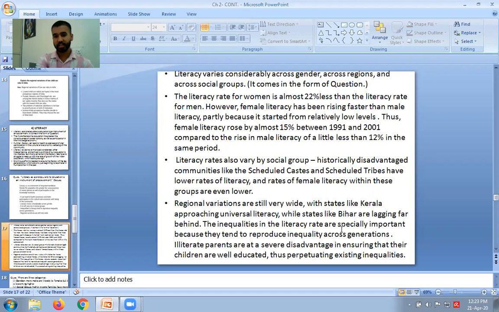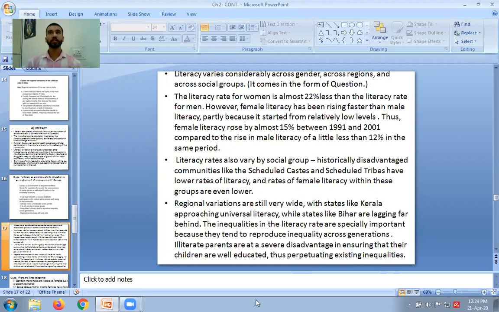Okay, but states like Bihar are lagging behind. The inequalities in the literacy rate are especially important, because they tend to reproduce inequality across generations. I've already told you that when two generations don't have equal access to education, equal potential as far as literacy is concerned, there are always going to be inequalities between two generations. All right. And illiterate parents are at a severe disadvantage in assuring that their children are well educated, and thus perpetuating existing inequalities. It's very important that parents should also be educated.